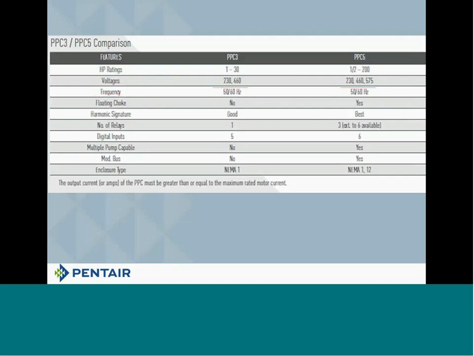There is a float choke on the 5, not on the 3. The float choke checks the incoming voltage, and it brings that voltage down so you don't wind up sending something back out that you don't want going out. Electric companies like that feature. That's a good feature. Okay? Your number of relays, the PPC-3 has 1. The PPC-5 has 3, but can be extended to 6 if you do things right. Okay?